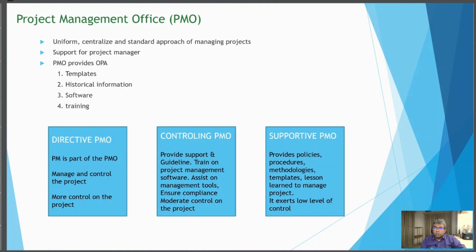There are three types of PMO structure: directive PMO, controlling PMO and supporting PMO. In a directive PMO, the approach is to direct all the projects, and it has more control over your project. That means it will give you guidelines and you have to follow them. It could be considered an enterprise environmental factor. Then there is a controlling PMO. That means it just wants to control the key parts, key outputs and key things. It will give you a controlling structure for the projects, with moderate control over the project work.